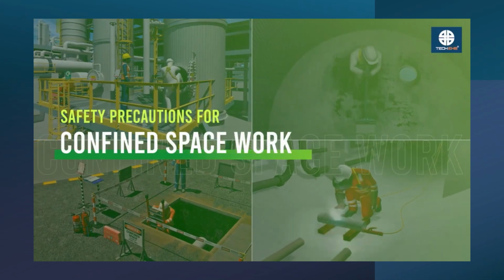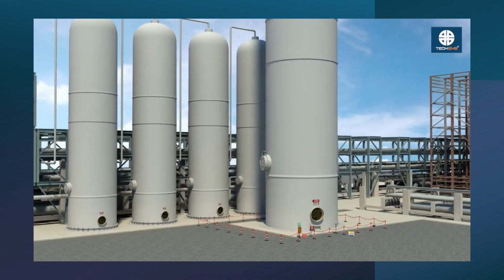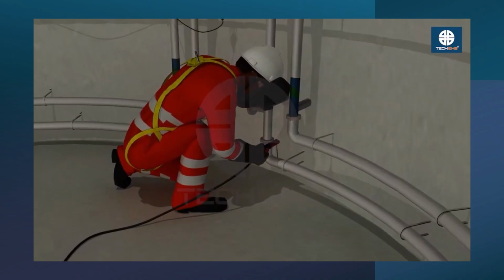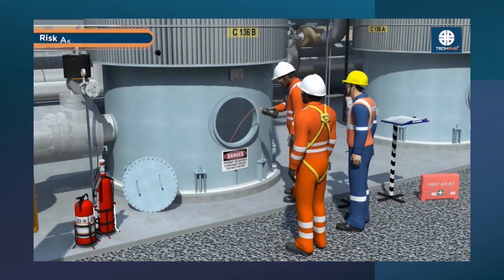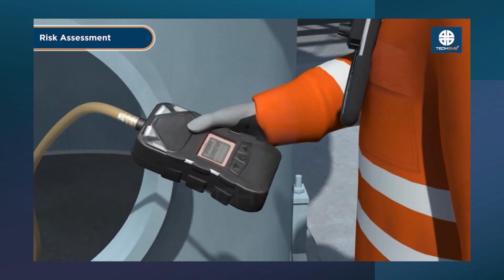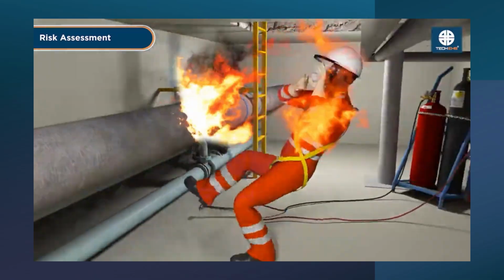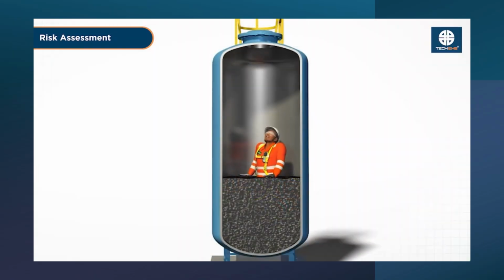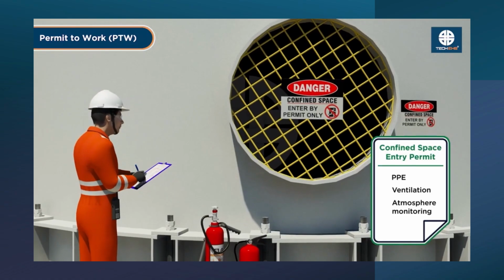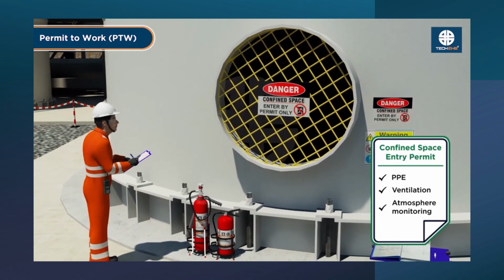Safety precautions for confined space work. Working in confined spaces presents serious hazards, so proper safety measures must always be followed. Conduct a risk assessment. Identify hazards such as toxic gases, oxygen deficiency, flammable substances, and engulfment risks before entering. Obtain a permit to work. Ensure a proper authorization process before starting work.